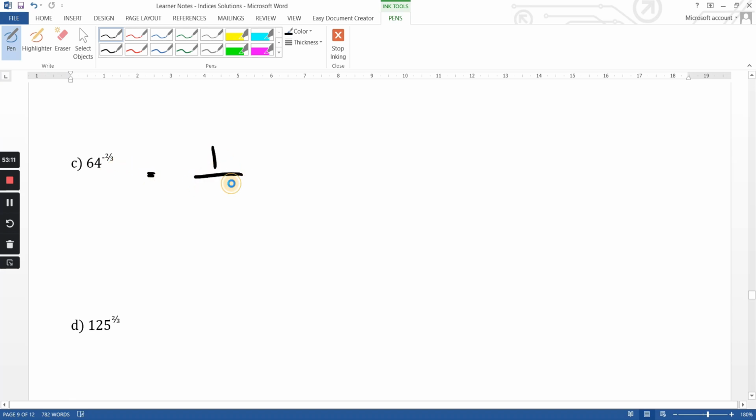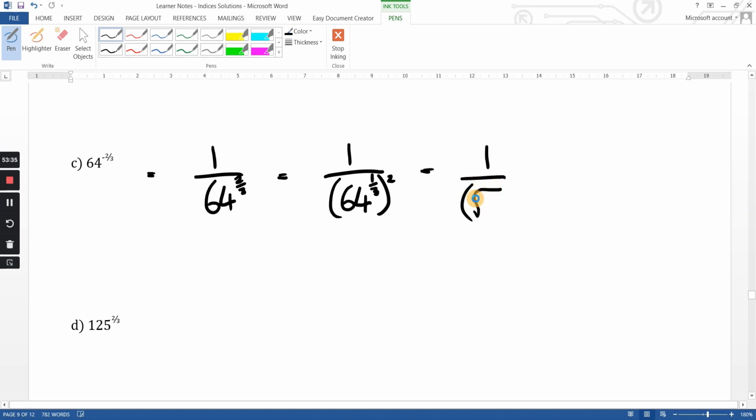Part C, again, similar sort of thing. I've got reciprocal, and we've still got power 2/3. I'm going to split the fraction, and let's put it in brackets. So I've got 64 power 3rd. On the outside I've got a little 2, and that's going to be the cube root of 64. Again, you don't have to show all these steps, I'm just showing you guys where my answer is coming from. Cube root of 64 is 4. Still got a square on the outside, so that's 1 over 16.